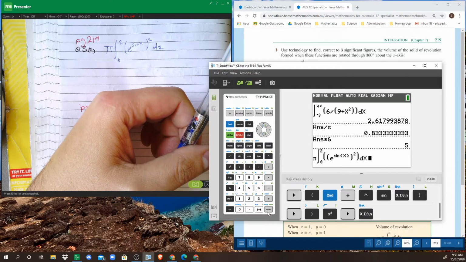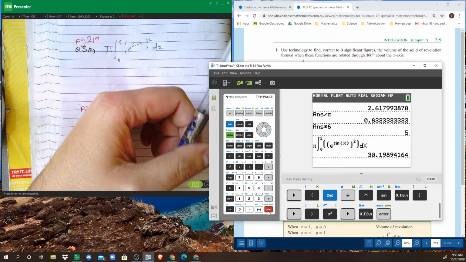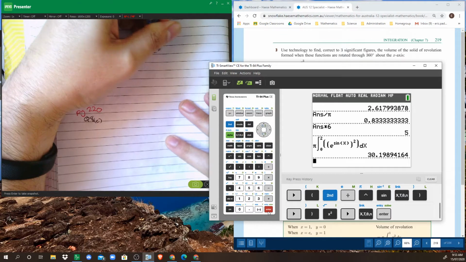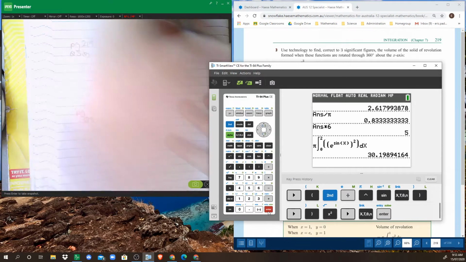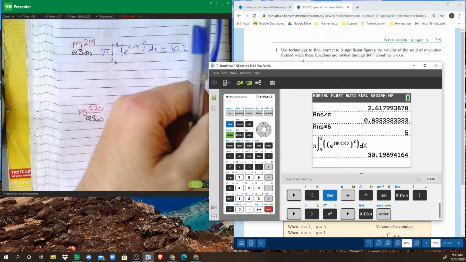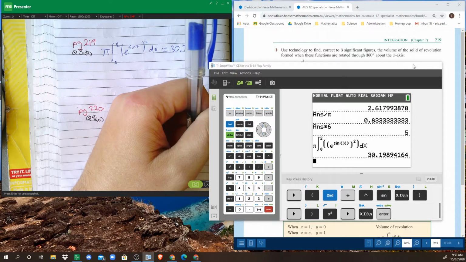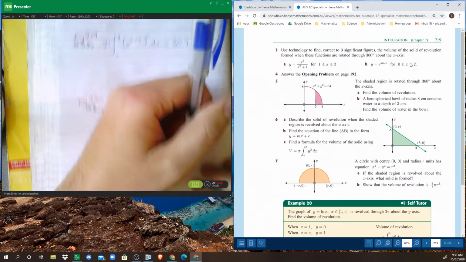Okay, let's see how we go. All right, that is our value. That's probably the easiest way just to go and evaluate these ones. So rounded to 30.2. And that's it. That's all we're going to do. Okay, so let's move on to some other ones.